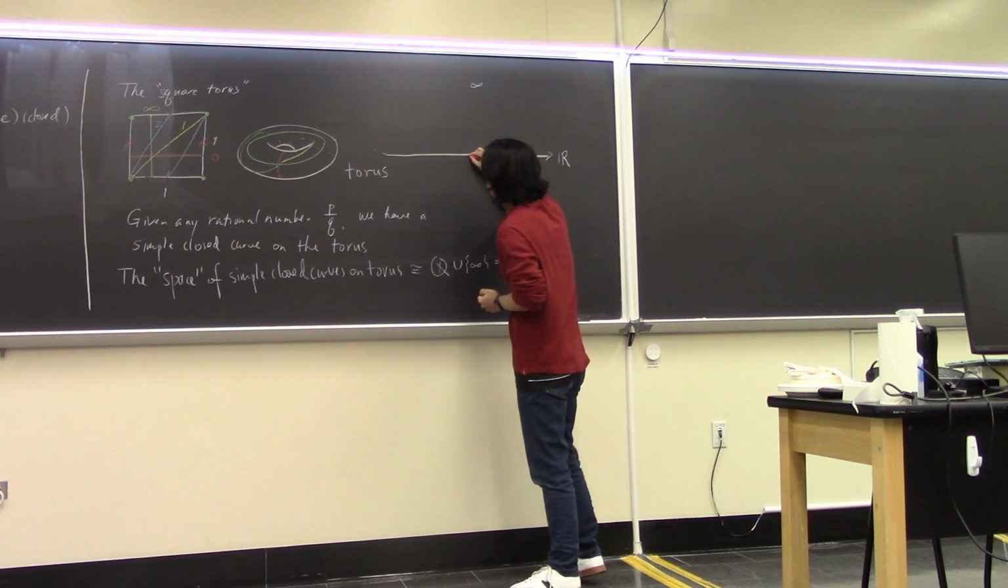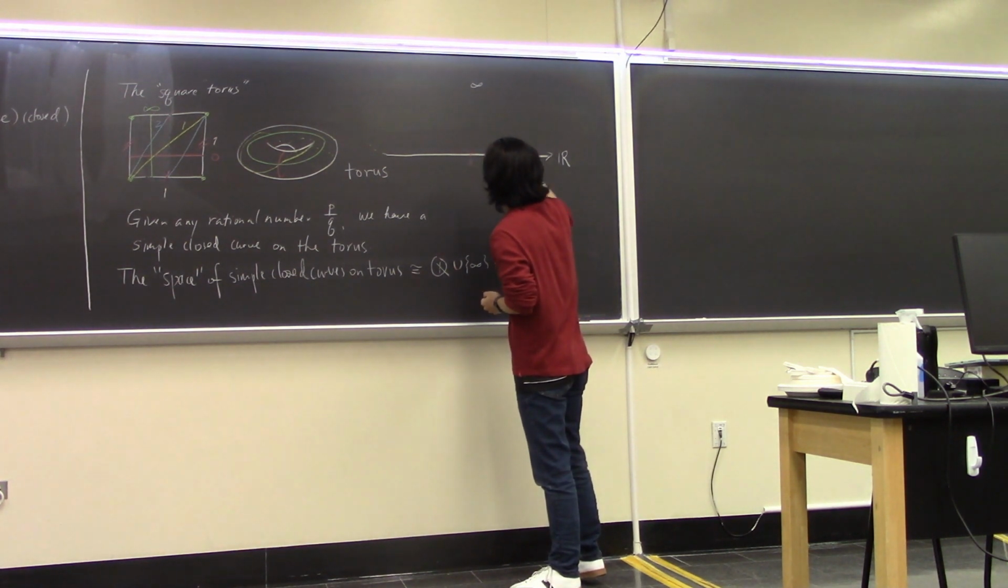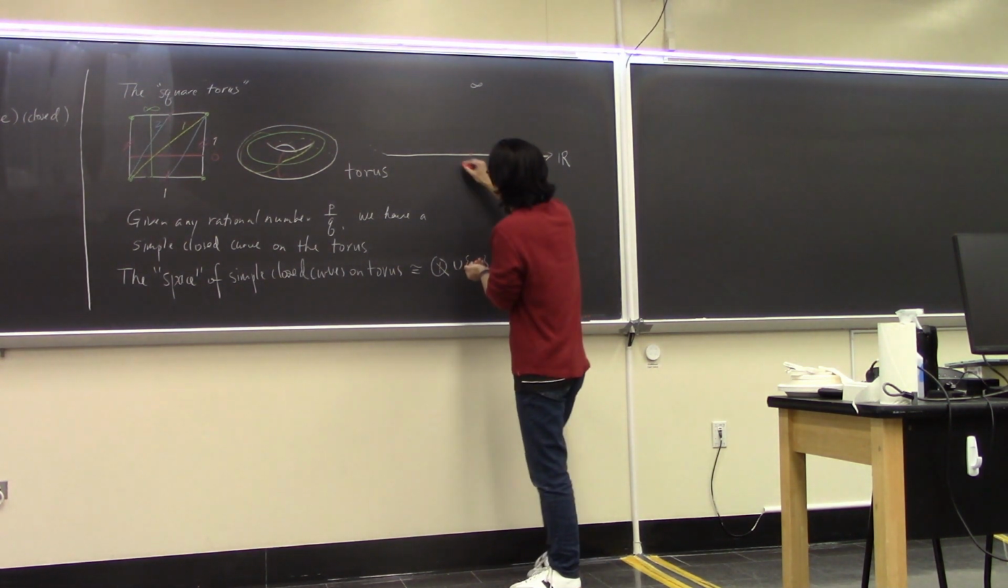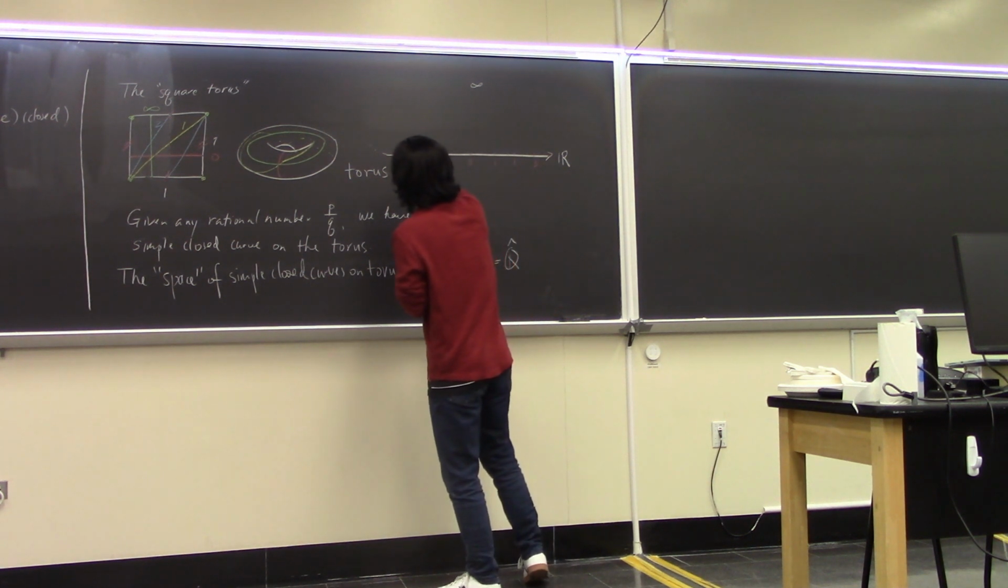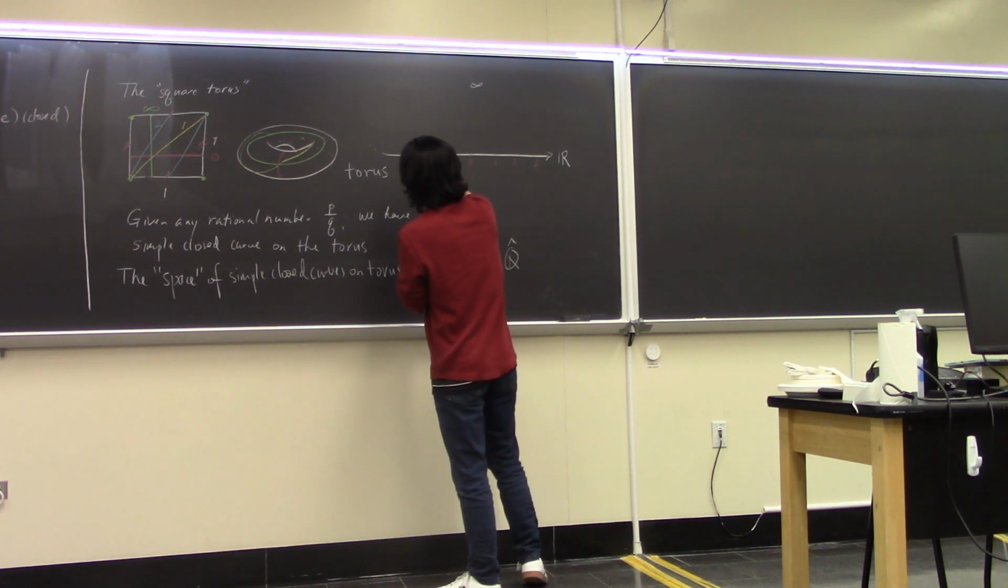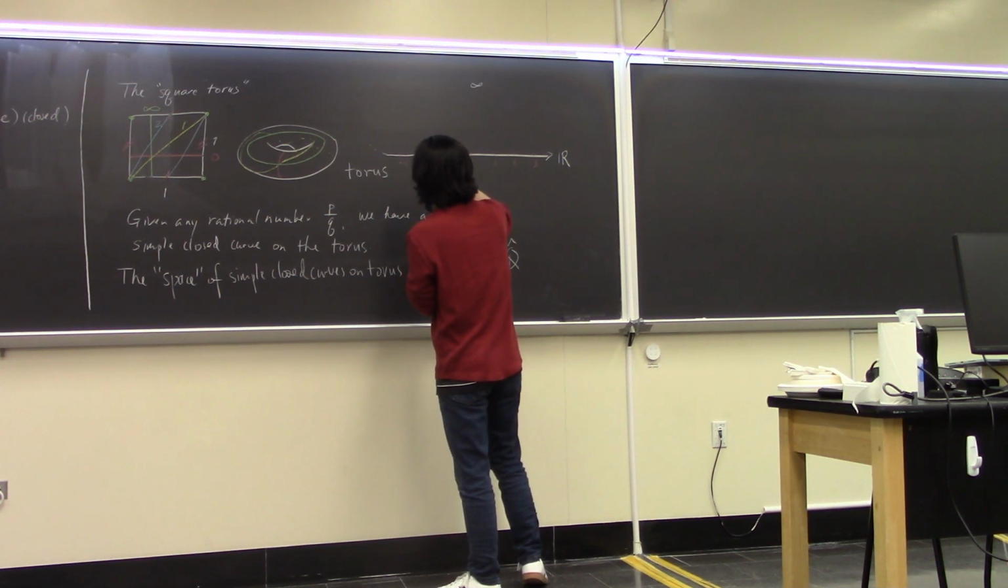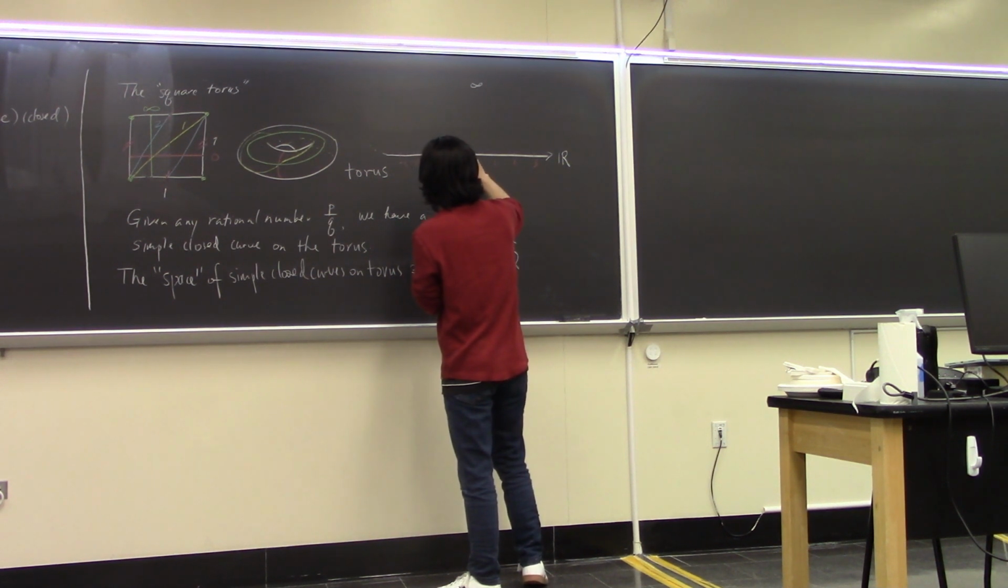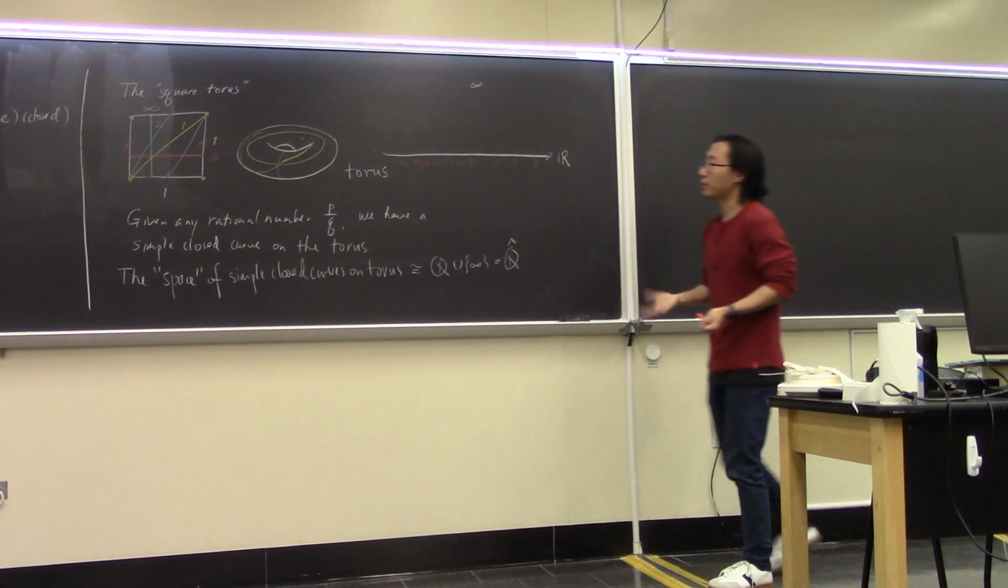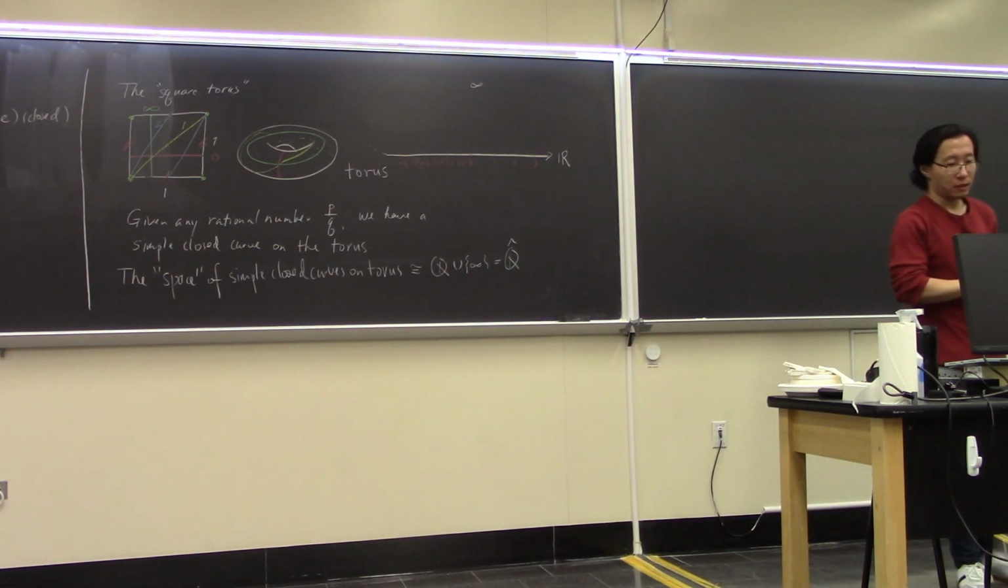But on this real line, I have a nontrivial set of points, which are the rational points, and so on and so forth. These points correspond to the simple closed curves.